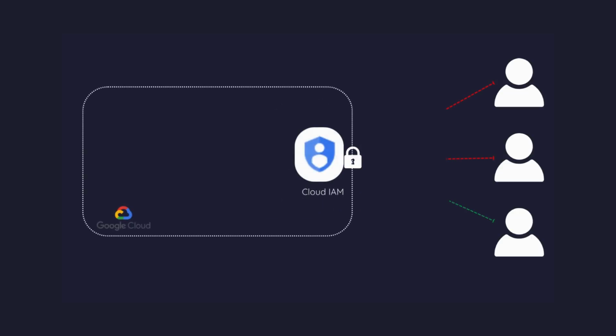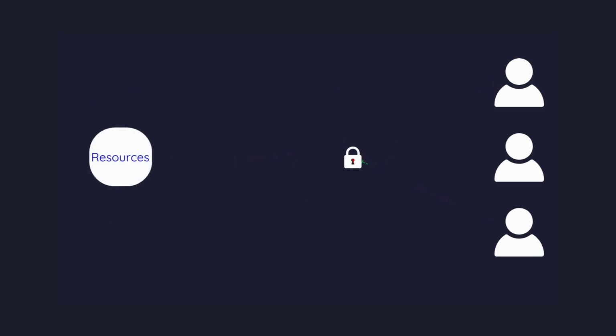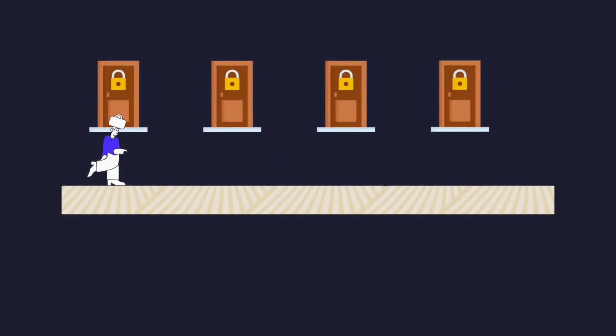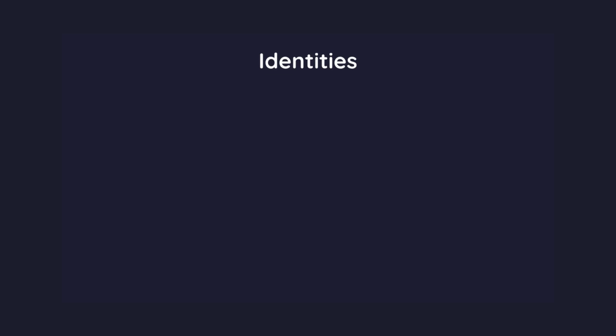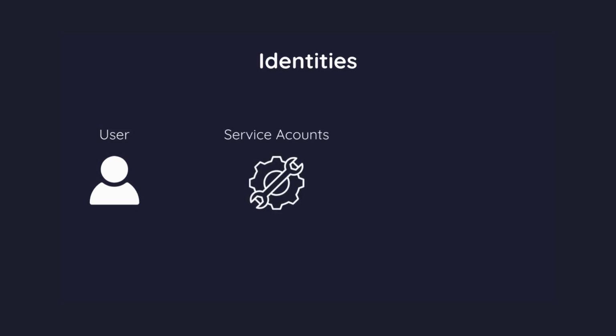IAM is like the security system for your cloud environment. It controls who can do what on which resources. Think of it like the security system in a building that manages who can enter which rooms and what they can do there. IAM manages different types of identities. These are users, like a developer or admin, service accounts used by applications, or Google Groups, collections of users.